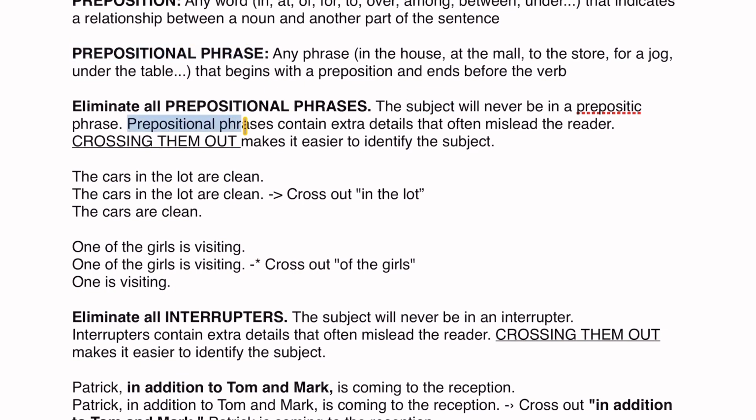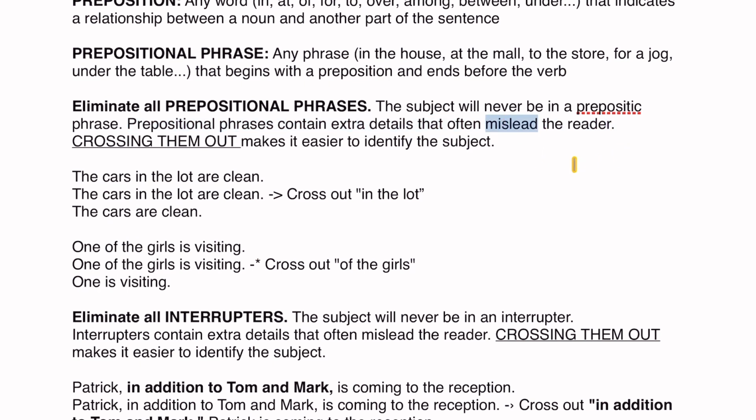The prepositional phrase contains extra details that often mislead the reader. يعني الجملة دي فيها معلومات زيادة. اوكي جميل جدا, ولكن للأسف كتير جدا الجملة دي بتلخبط اللي بيقرأ. اوبا ده كلام كبير. يعني الجملة دي بتلخبطني يا مستر. ليه؟ Prepositional phrases contain extra details. Extra details that often mislead the reader.